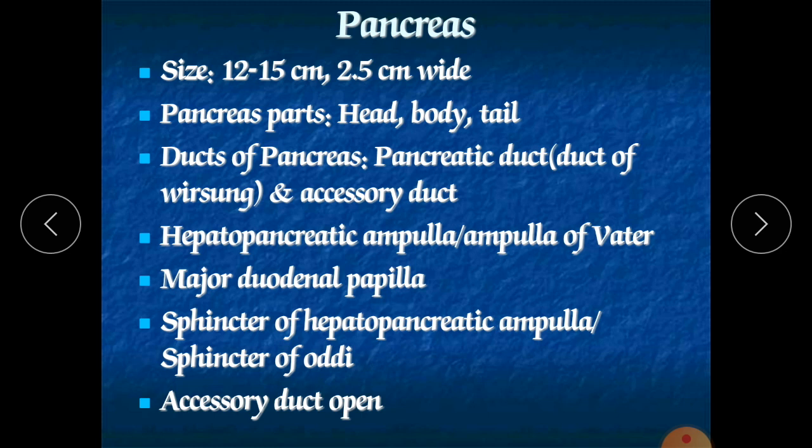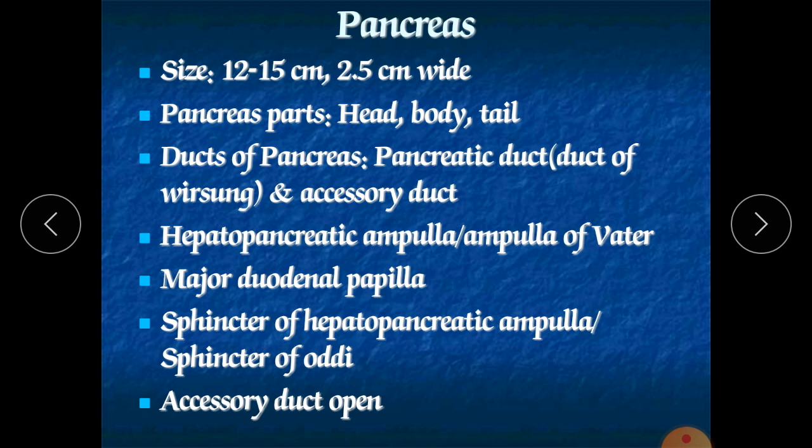This pancreas is a retroperitoneal gland. Its size is about 12 to 15 centimeters, and its width or thickness is about 2.5 centimeters. If you see this pancreas, it is just at the posterior side of the stomach, and also at the inferior part of the fundus body part of the stomach. This pancreas has a pH from 7.1 to 8.2.